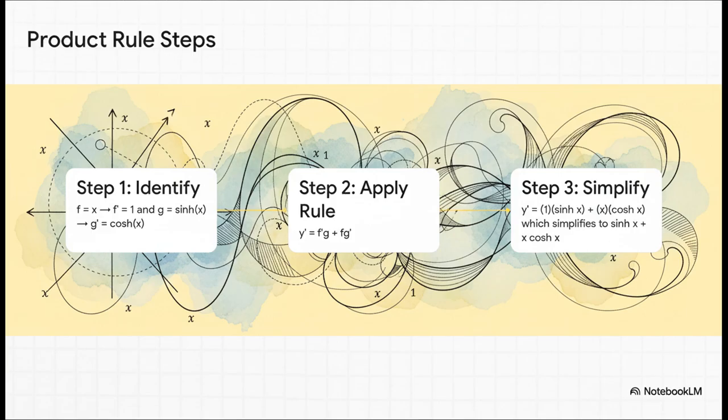First, we identify our parts. We'll say f is x, so its derivative, f prime, is just 1, and g is sinh of x, and its derivative, g prime, using our new rule, is cosh of x. Step 2, we just state the product rule, f prime g plus f g prime. Finally, step 3, we substitute everything in and simplify. And there it is. The derivative is sinh x plus x cosh x. See, the process itself is exactly what you're used to.